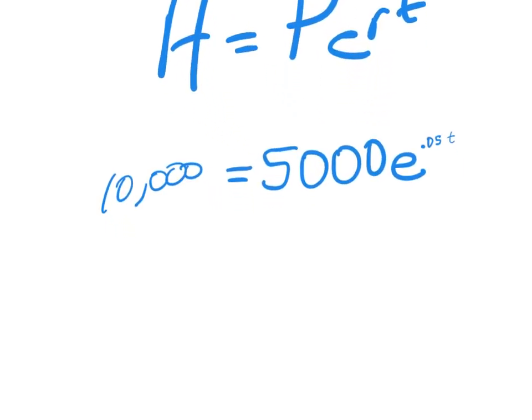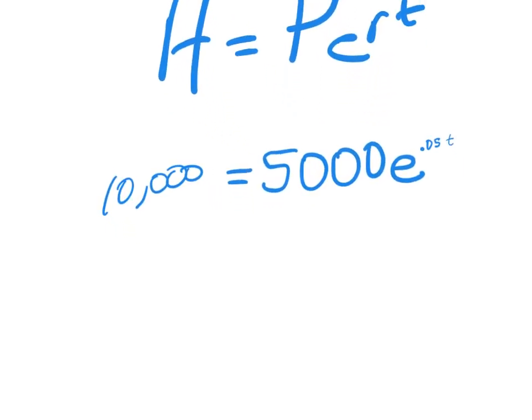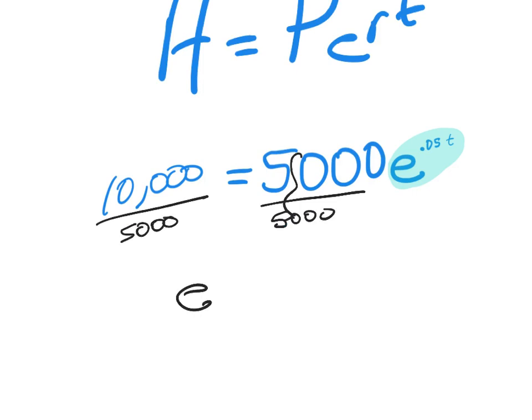Good catch, Belle. All right, so we're going to go back to what we just learned since we just wrote this out. I want to get this e all by itself. So what do I do first? Divide by 5,000. Okay, divide both sides by 5,000. So I have e to the 0.05t equals, what's 10,000 divided by 5,000? 2.